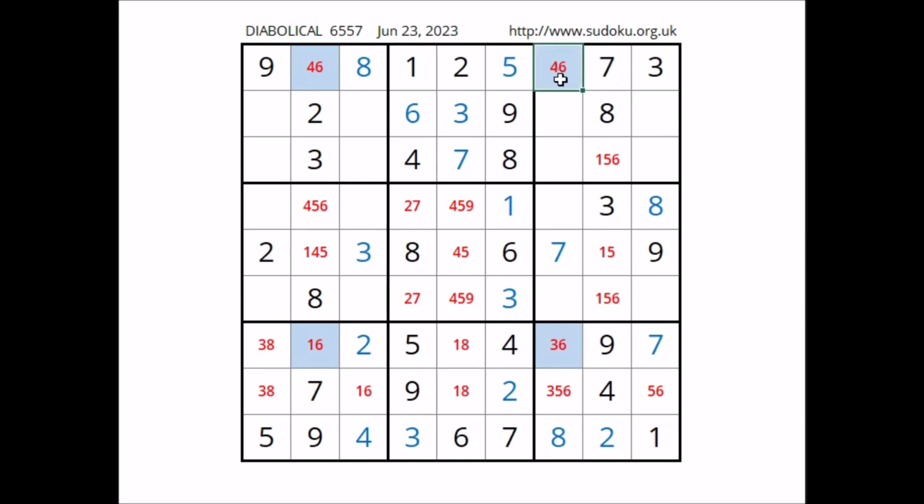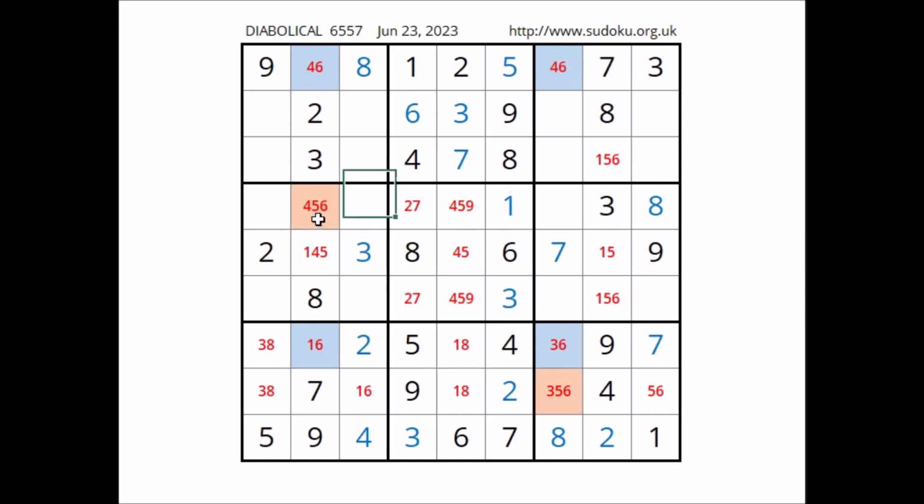Also, these places are in the same column, and these places are in the same column. So we have an X-wing situation for number 6. Okay, take a look at this column. In this place cannot be 6. Okay. And in this column, in this place cannot be 6.